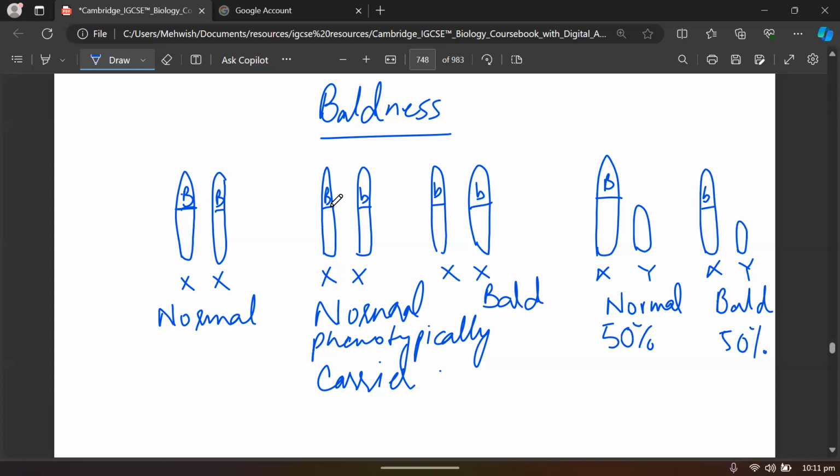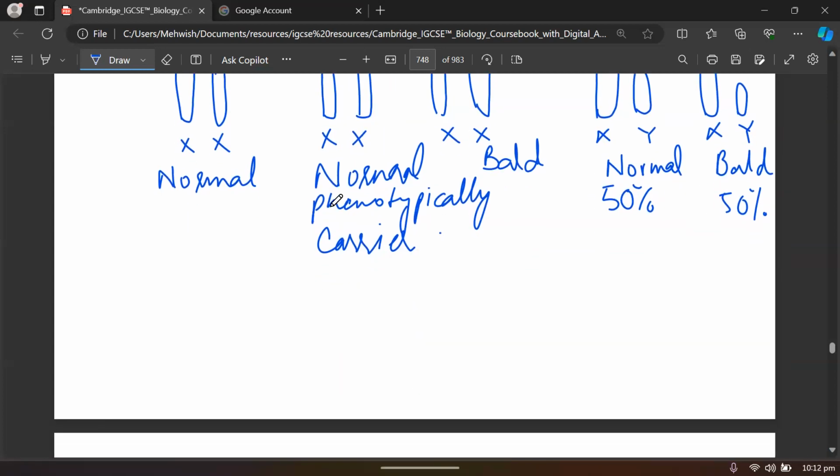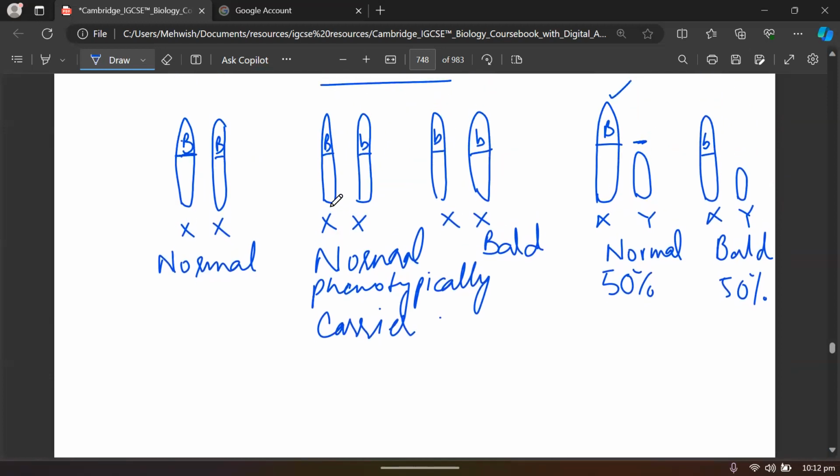Number one, the partner alleles of X-linked genes are never present on the Y chromosome. Number two, X-linked genes are less common in females as compared to males. Number three, let's do some Punnett squares, some crosses, so that we can see how this disease is going to be transmitted to the next generation, right?